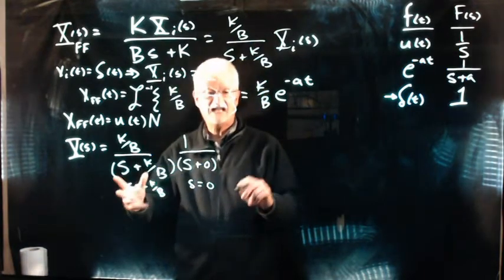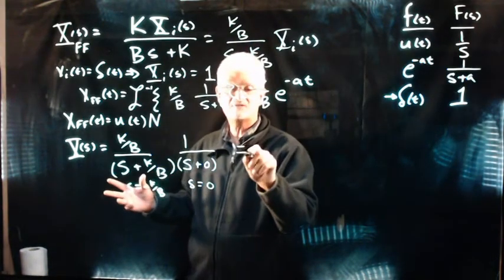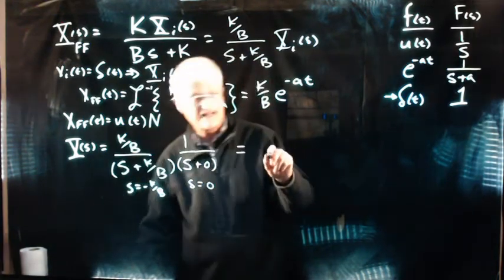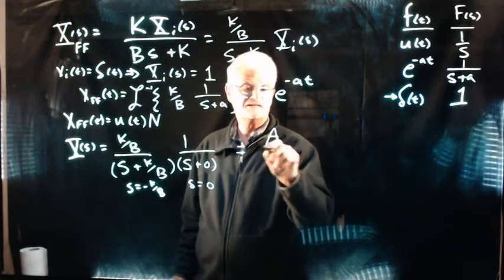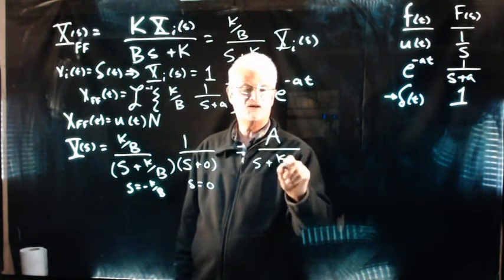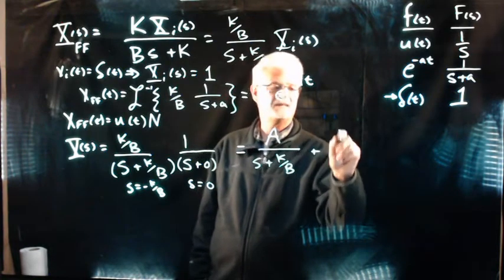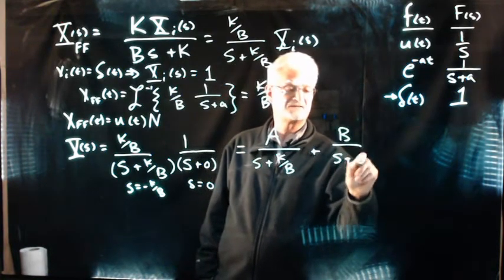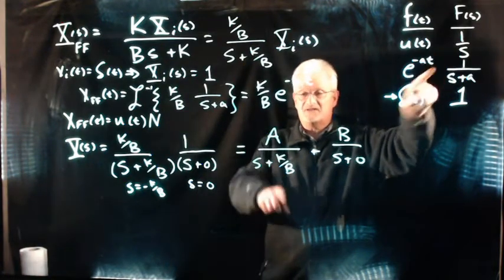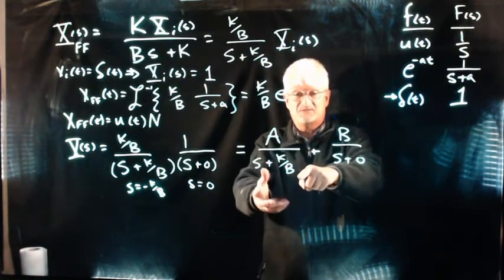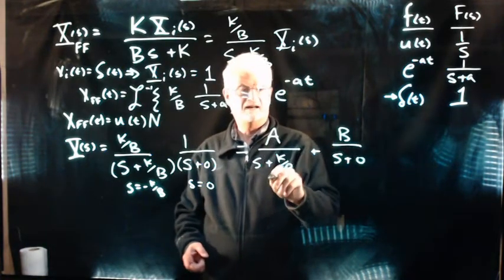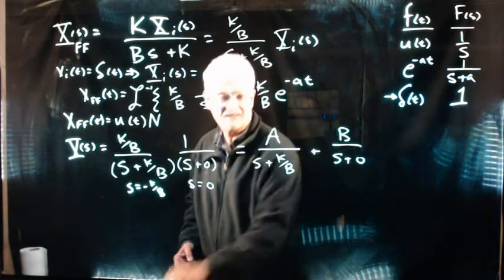What would be really nice is if there was some way that I could break this up so that I had two pieces of it that look like this, one over s plus k over b and one over s plus 0. Because if I could do that, I can just look at my table of Laplace transforms and say, hey, I know what the answer to this one is. This one's easy. I'm going to do it in this direction in a different color.